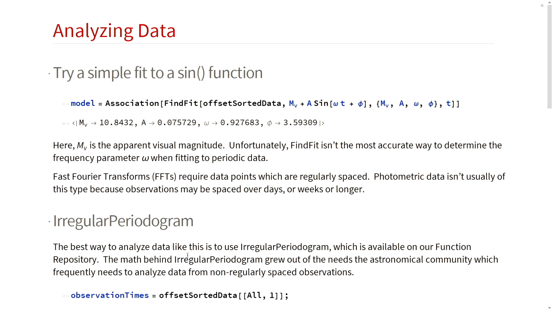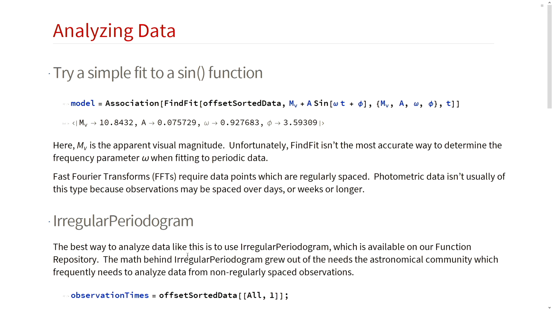However, FindFit isn't the best function for determining the frequency of a fit to periodic data. And unfortunately, we can't use fast Fourier transforms for this, because those require the data points to be regularly spaced. Astronomical data is almost by definition not regularly spaced, because observations have to be done over a period of days or weeks. There might be clouds, the moon might be up. So we can't do that, but we need another more powerful tool.